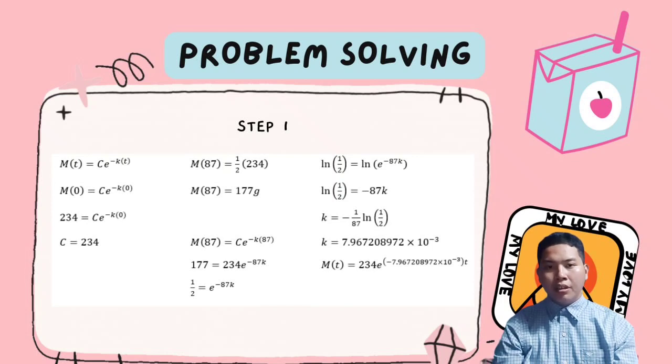Now let's look at the middle column, in which we are searching for the mass at its half-life, by multiplying half with the initial mass, which gives 117 grams. By reinserting the discovered values in the expression where t equals 87, the only constant left is k. To get k, we have to eliminate the exponent by using ln, and we will be able to find k. By inserting all the constants, we get the expression 234e to the power of negative 7.967208972 times 10 to the power of negative 3 t.